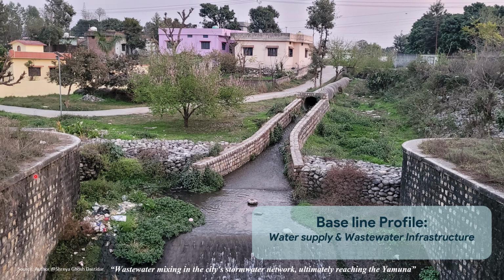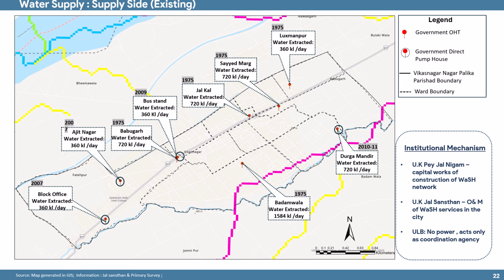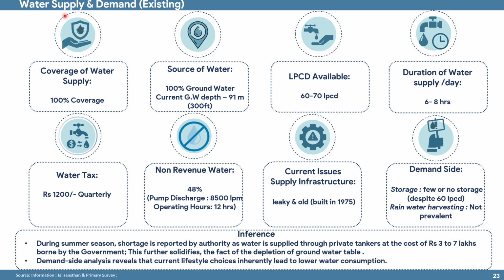Next, a baseline profiling of the water and the wastewater infrastructure is also done. So the city has 100% coverage of water supply, with its major infrastructure currently consisting of 6 OHTs and 4 direct pumping stations. The primary source of water in the city is groundwater, and the average LPCD supplied is around 60 to 70 LPCD for a duration of about 6 to 8 hours.